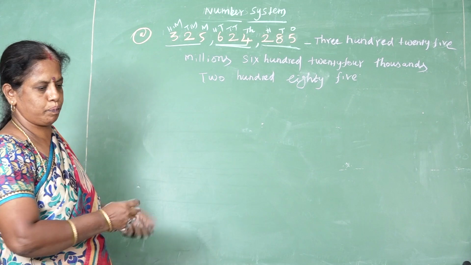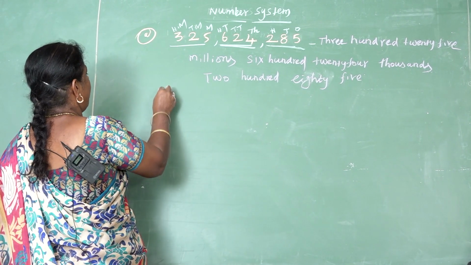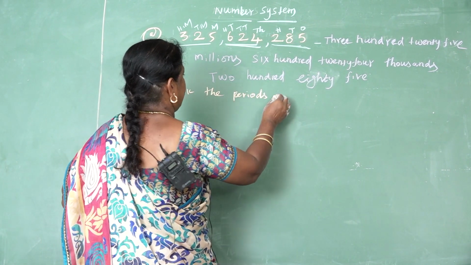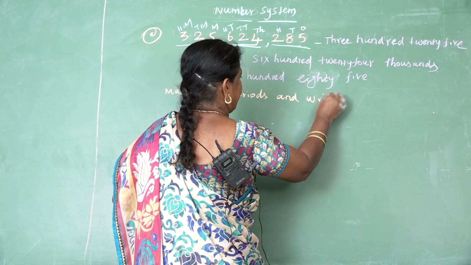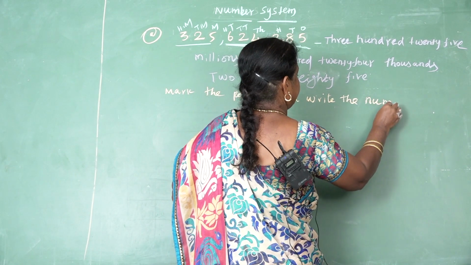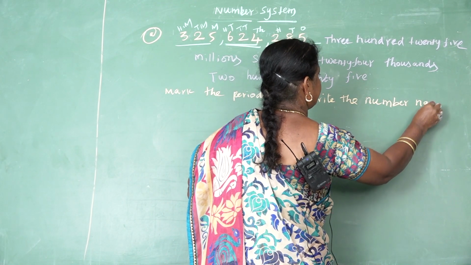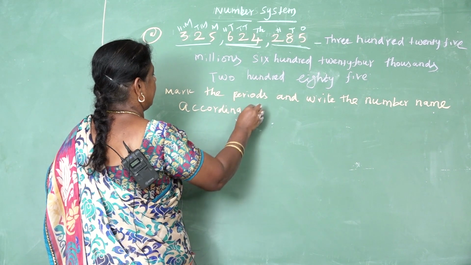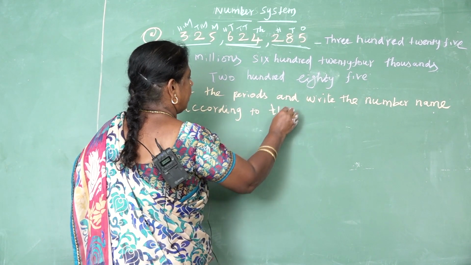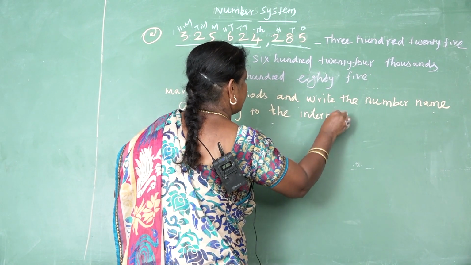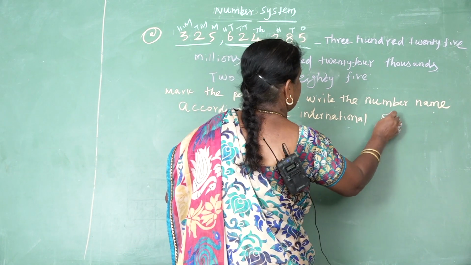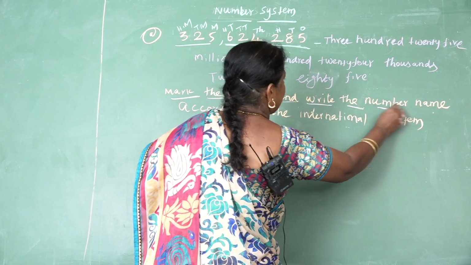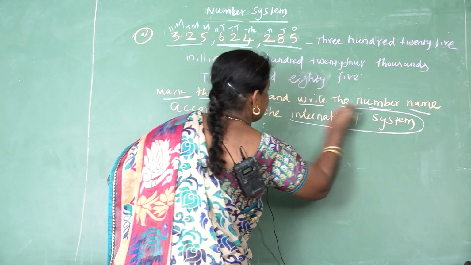Are you ready? Next example. So I give some number. First you mark the periods and write the number name according to the international system. So mark the periods and write the number name according to the international system.